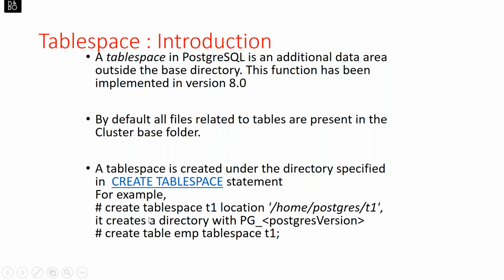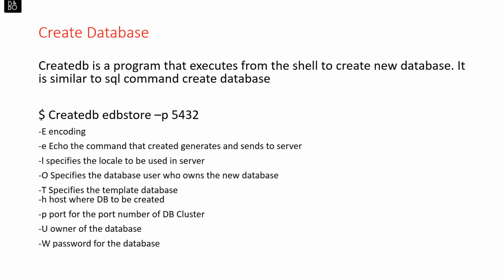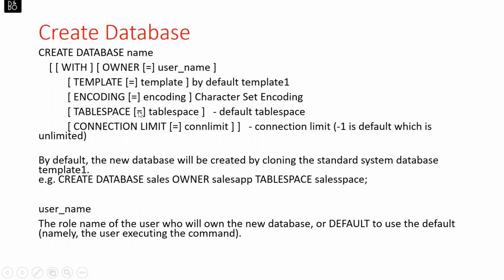So this is the command to create a table space. It creates a directory with pg underscore and the version. Now whenever you're creating a table, you can specify a table space. If you don't specify a table space, where will it go? Not pg default. It will go to the default table space of this database, if you specified one. But if you don't specify the default table space in create database, it will automatically go to pg default. So pg default is overridden by the create database command.